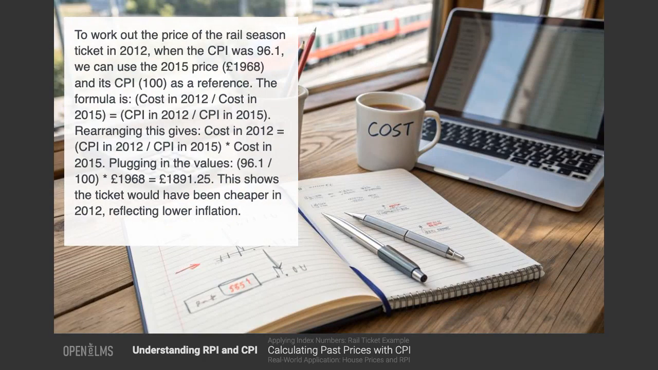To work out the price of the rail season ticket in 2012, when the CPI was 96.1, we can use the 2015 price £168 and its CPI 100 as a reference. The formula is cost in 2012 divided by cost in 2015 equals CPI in 2012 divided by CPI in 2015. Rearranging this gives cost in 2012 equals CPI in 2012 divided by CPI in 2015, times cost in 2015. Plugging in the values, 96.1 divided by 100, times 168, is £161.45. This shows the ticket would have been cheaper in 2012, reflecting lower inflation.